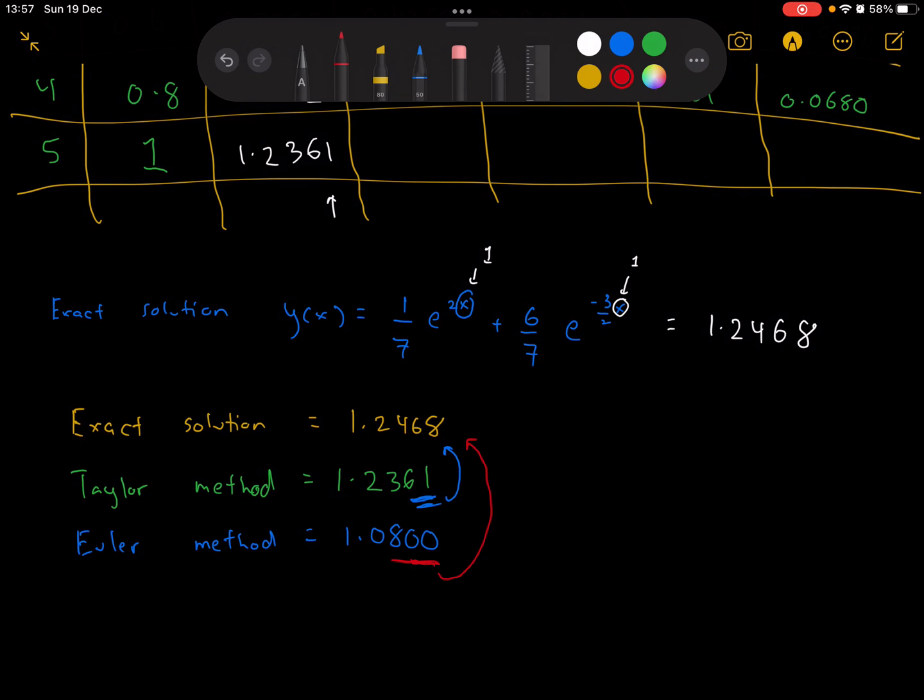So why do you think this is possible? Why is Euler's method's answer a bit far from the exact solution compared to Taylor's method? The reason lies in the Taylor series, because in Taylor's method we consider up until the second order in our Taylor's equation, but for Euler's method it is only up until the first order. So that's why Taylor's method is more accurate compared to Euler's method.